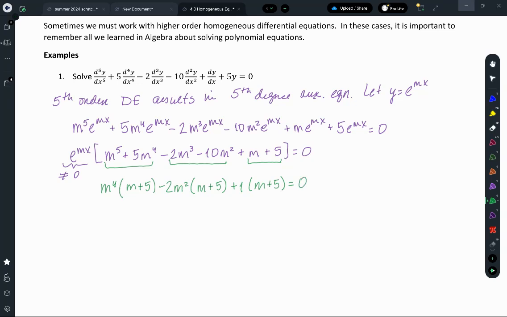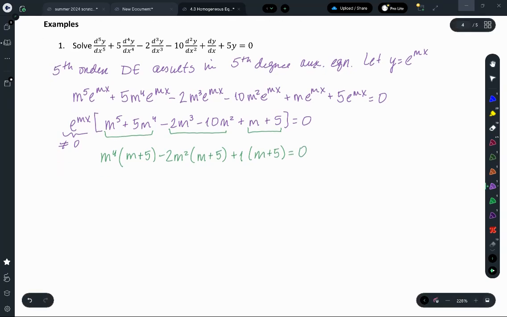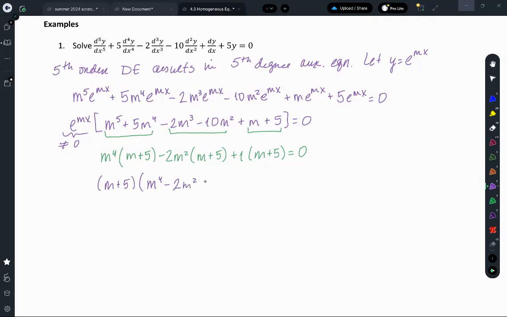Okay, so factoring by grouping was definitely the way to go, because now I have 3 terms, and they each have an m plus 5 in common. So I factor out the m plus 5. That leaves behind the m to the fourth minus 2m squared plus 1. So now we're on our way to being factored. The m to the fourth minus 2m squared plus 1 is quadratic in form, and in particular, it is a perfect square trinomial quadratic in form. So the way it factors is we still have the m plus 5, but this is going to be m squared minus 1 times m squared minus 1.